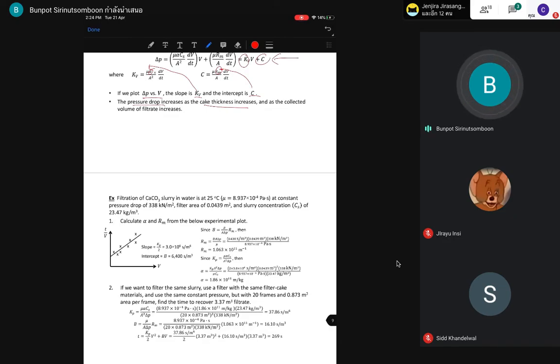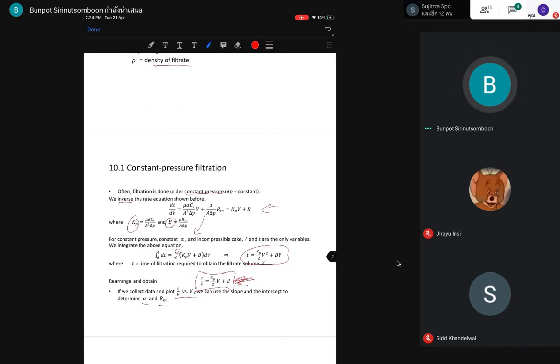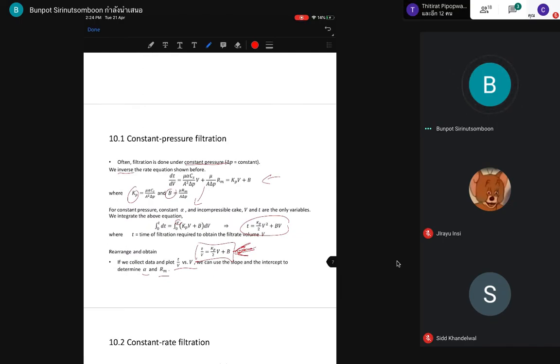So in this case, we have a slurry of calcium carbonate in water. Okay, and the problem says that we try to use constant pressure drop. So the filtration is going to operate at a constant pressure drop. So we're going to use the equation on this page right here for our example.